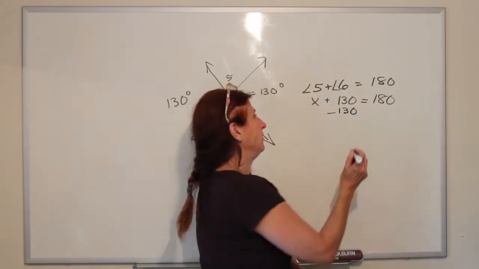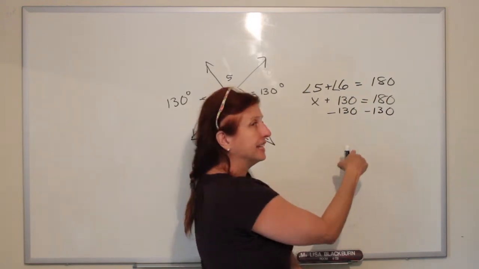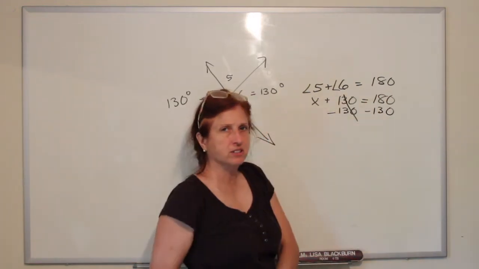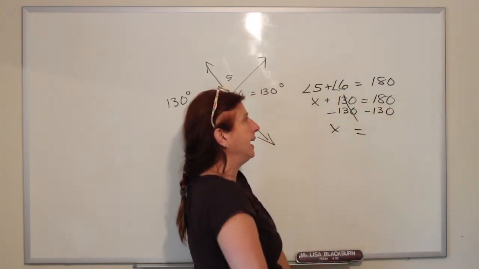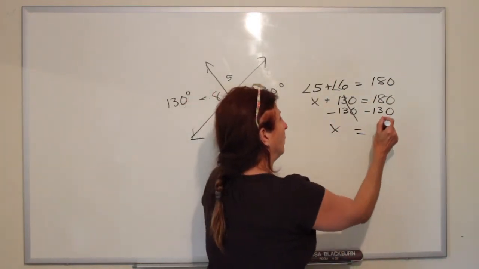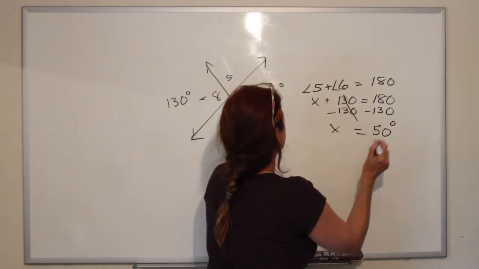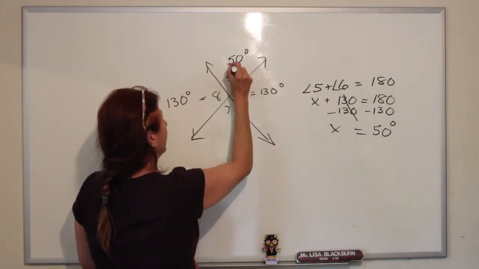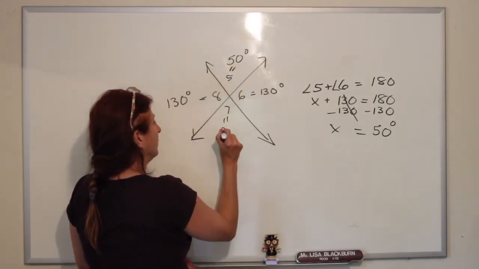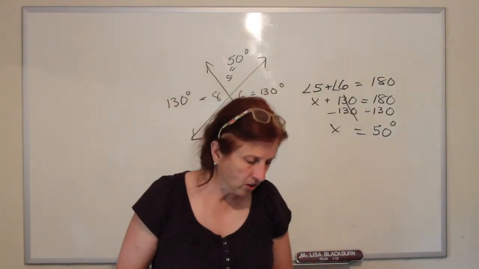And what I do to one side, I have to do to the other. 130 minus 130 is 0, but I don't write it down because that's just confusing. X wouldn't be alone anymore, and I want x alone. 180 minus 130 is 50. So x is 50 degrees, so 5 is 50, and 7 would be also equal to 50 because of vertical angles. All right.